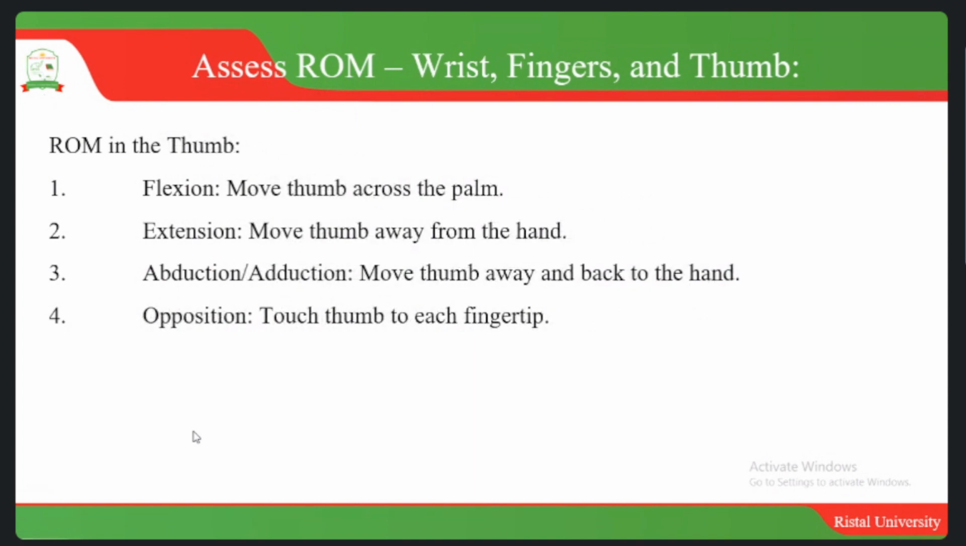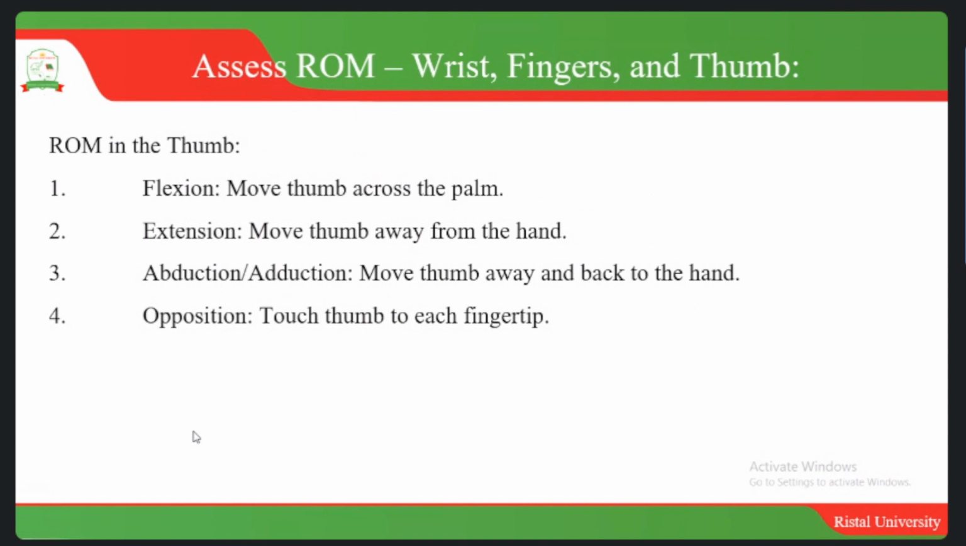So when you look at the thumb, you can do the same things. You do the flexion, whereby you move the thumb across the palm. You fold the thumb across the palm and you see whether it is able to fold across the palm or it's not. Then extension is just to move it away from your hand or from your palm.